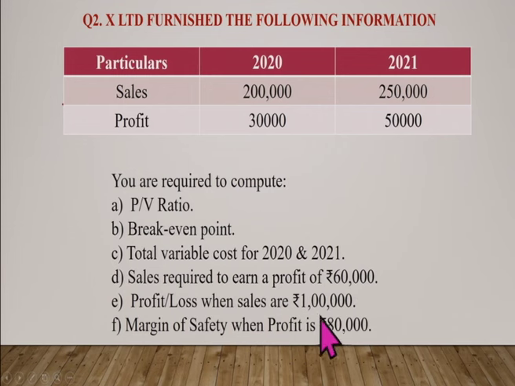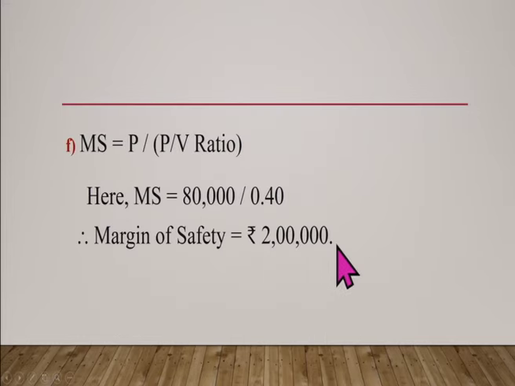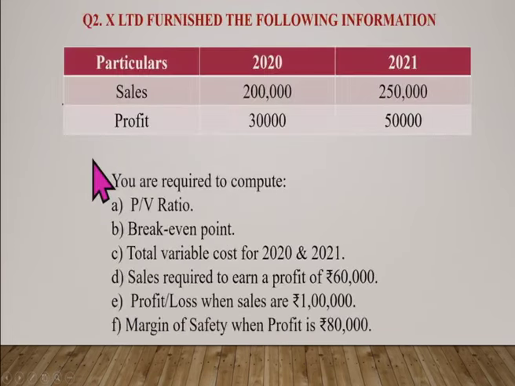So here, separately they gave the margin of safety when the profit is 80,000. What is the margin of safety? When they give a separate profit, for that calculation of margin of safety, simply you can take the profit divided by the PV ratio. Here, 80,000 divided by 40%, it is nothing but 2 lakhs. So the margin of safety is 2 lakhs. This is one more method, and this is the way to calculate all the variables, step by step.